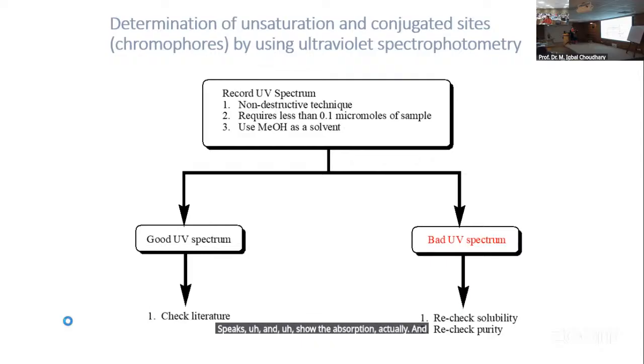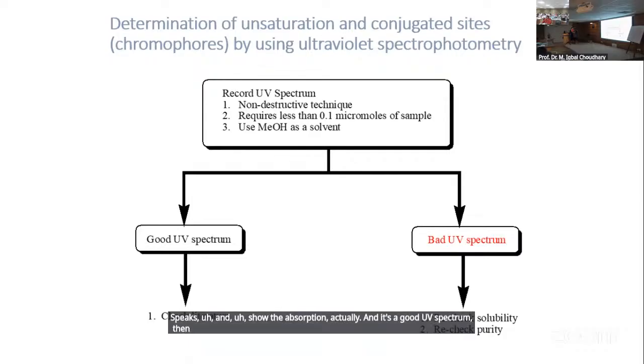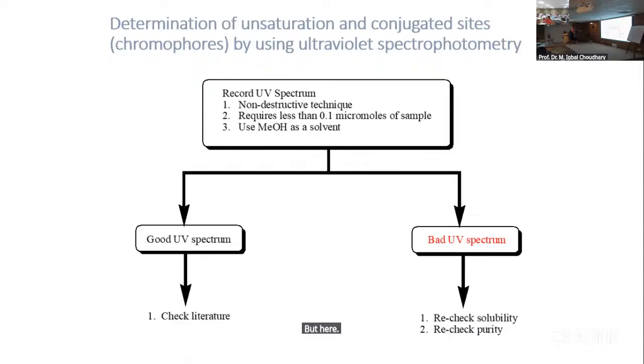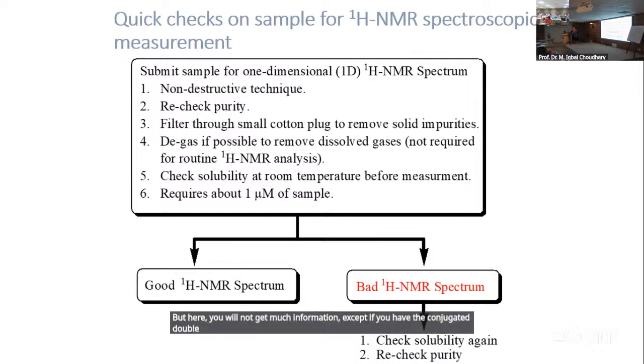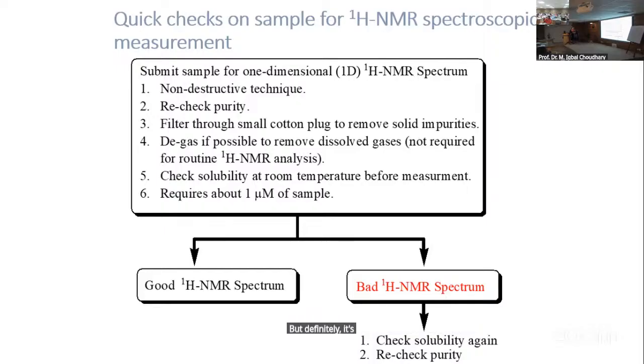And if it's a good UV spectrum, then you can proceed. But here you will not get much information except if you have a conjugated double bond. So there should be an absorption, but not much information that you can get from UV. But definitely it's one of the requirements. And then you come to the proton NMR analysis.